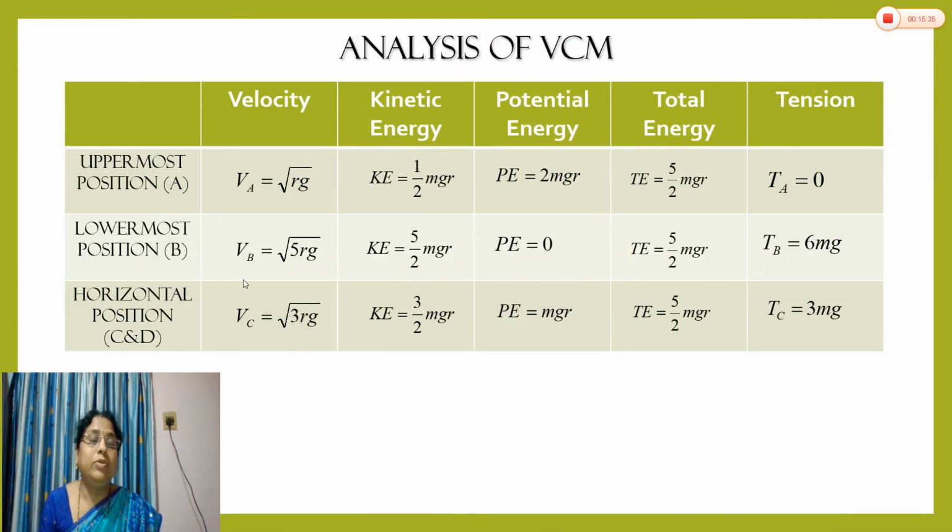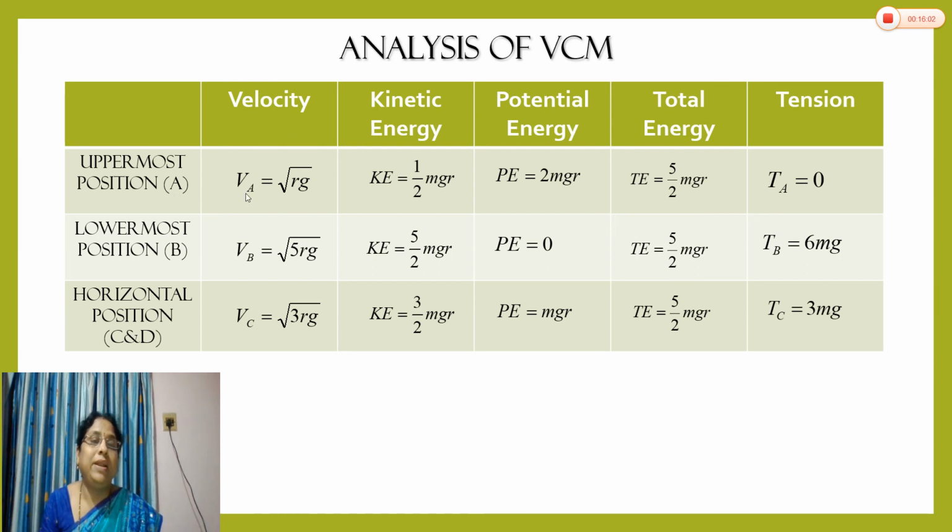Now here I give you the table. This table is not given in your book, but it is important for you for the objectives. When you solve the objectives, you must know this data. That is, in vertical circular motion, we call it the analysis of VCM. In the vertical circular motion, here the positions are given: uppermost point A, lowermost point B, and horizontal position. We find the velocity here.